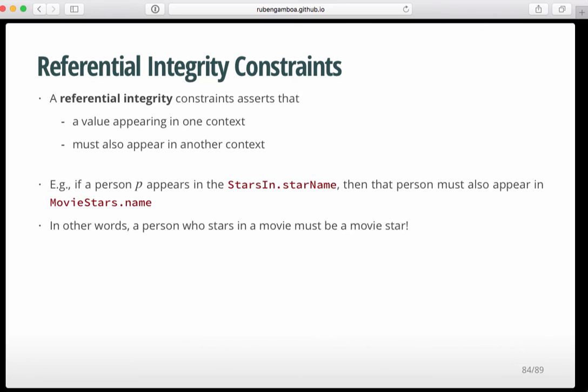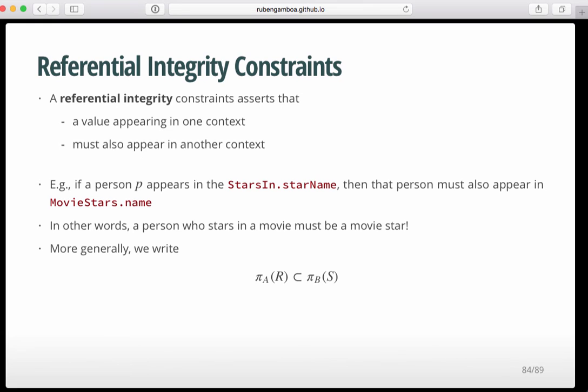Okay, so here's one kind of constraint. It's called a referential integrity constraint. And what this means is that if you have a value that appears in one context in your database, so it's in some cell, that same value must appear in some other context in your database. For example, let's say that you found a person, and that person is in starsin.starname. So if we look at the starsin table, somewhere in there we find Carrie Fisher. Okay, then the constraint that we have is that that person must also appear in moviestars.name, because you cannot be a movie star unless you actually star in a movie. Okay, so that's what that constraint would say.